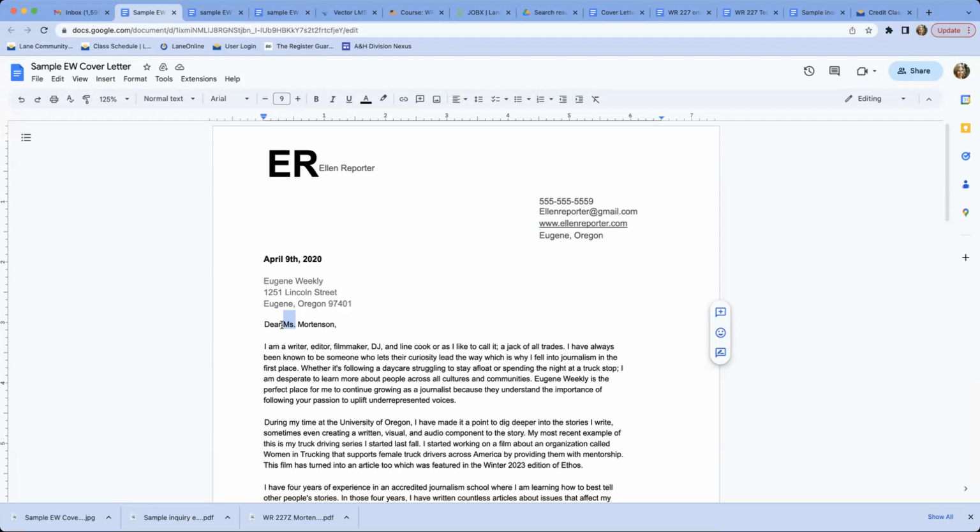So don't assume gender. It is actually always more correct just to write the person's name. So they would have been better off writing Dear Camilla Mortensen. And that way they're addressing me without addressing my gender, and they are spelling my name correctly.